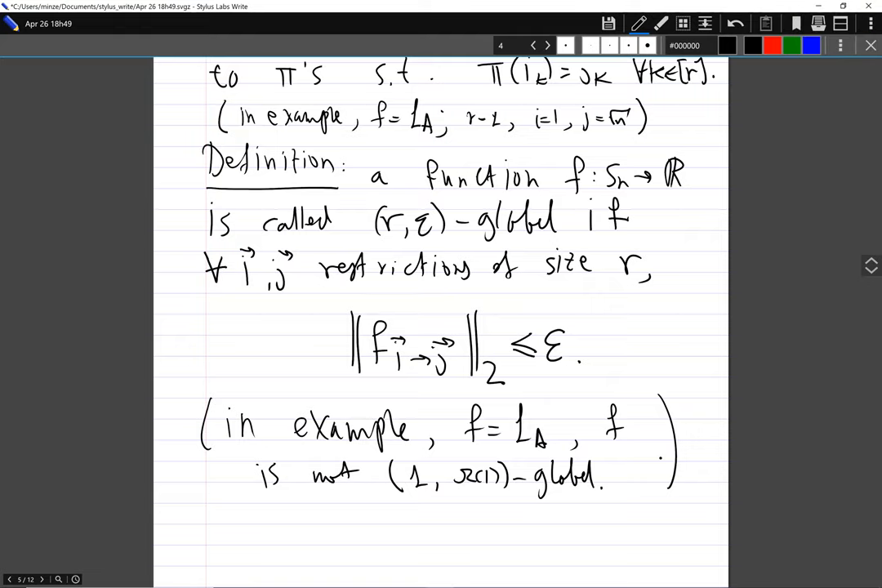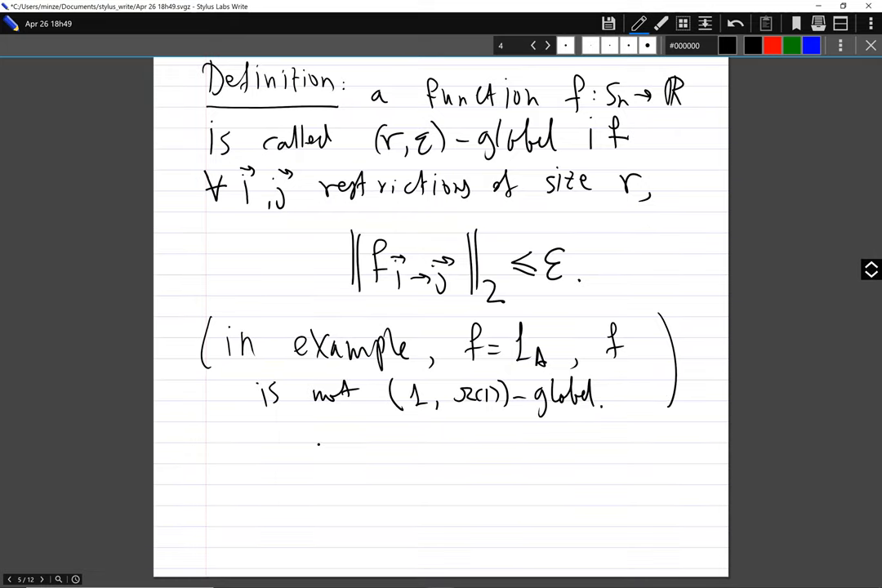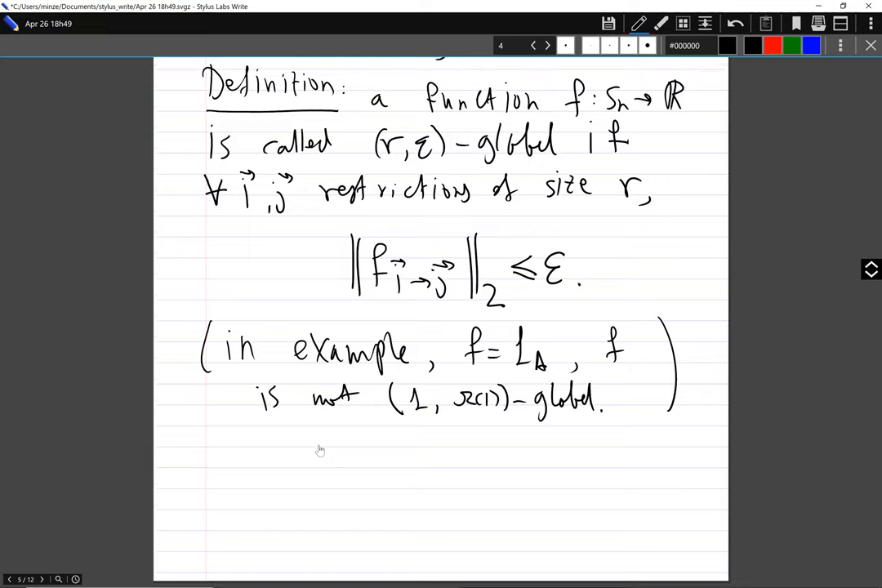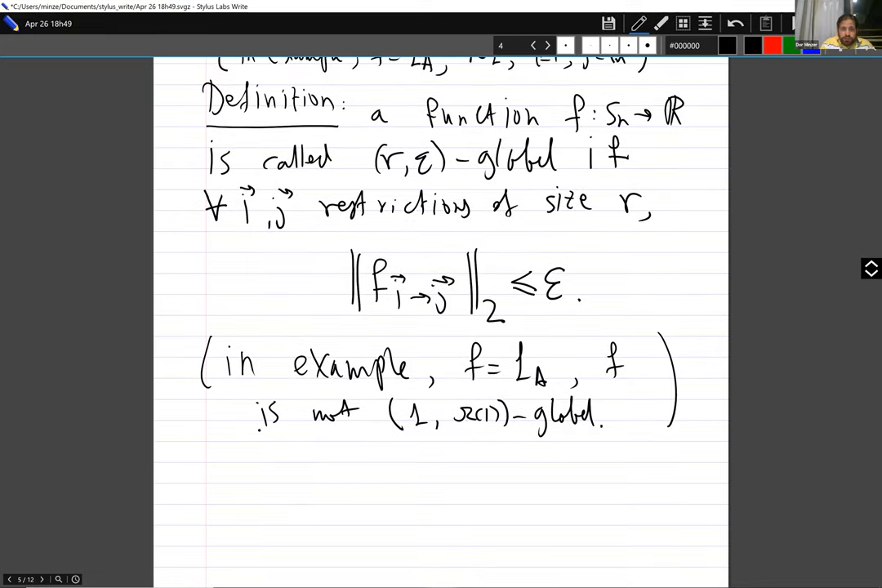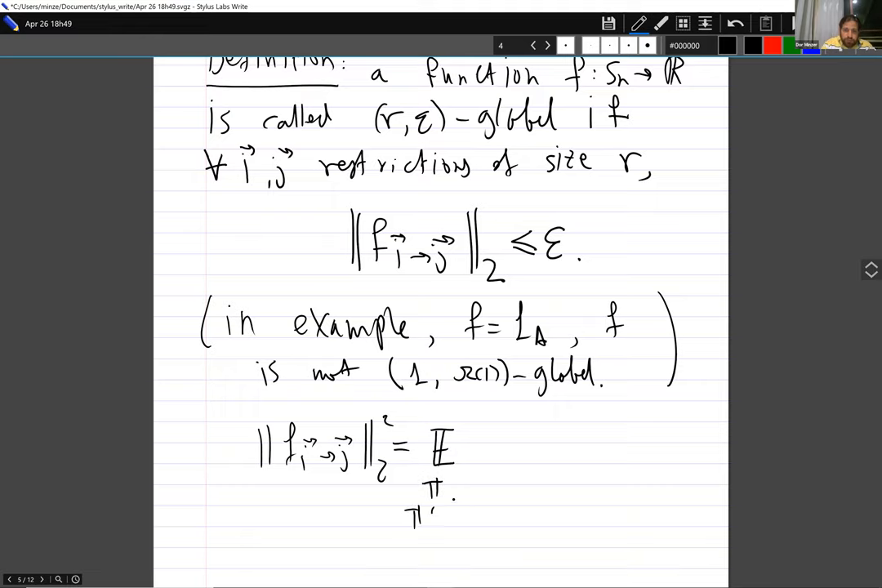Could you just clarify what that L2 norm is over? So are we thinking of f from I to J as being a function on Sn or just on this restricted set of permutations? Just on the restricted set of permutations. And the L2 here, I'm writing this a little bit informally, is simply the expectation over all permutations that send I to J of f of pi squared. Formally you have to say that the domain is smaller and then it's just the uniform measure.